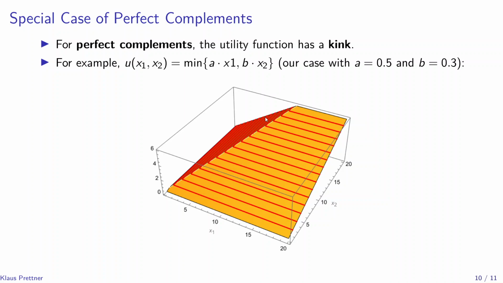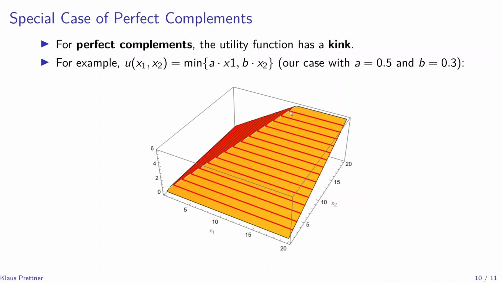Now we have the other polar case, the perfect complements, and in this case the utility function would have a kink. This can be represented by the utility function that we have here, where u of x1 and x2 would be the minimum of the two components a times x1 and b times x2. So if you increase x2 but leave x1 the same, then you wouldn't be able to increase utility further, and vice versa also for x1. And this would look like the graph that we have here, where we have a kink.